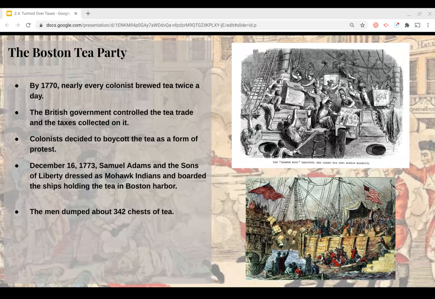And so on December 16th, 1773, Samuel Adams, the same guy that had that quote earlier about representation and slavery, formed an organization called the Sons of Liberty, dressed up as Mohawk Indians, who were almost completely extinct by this point, and boarded the ship holding this tea in Boston Harbor and threw 342 chests of tea into the harbor. It was a huge sum of money back then. And essentially, Boston was put in lockdown as a result because of this treatment. And so huge numbers of soldiers flooded into the city.